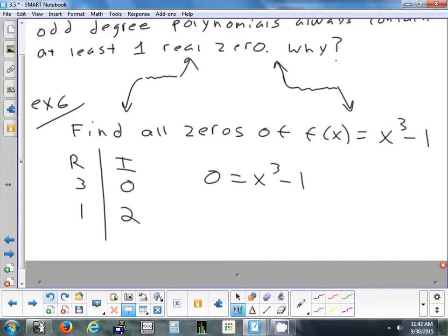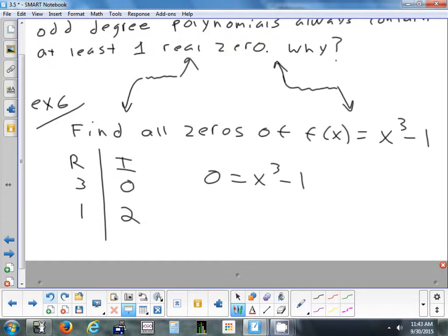All right. So if you set it up this way and you go to solve it, you're going to be able to get just the real. You could add 1 to each side, take the cube root of 1, and you would get what? X equals 1, just positive 1. So you could get that root that way.